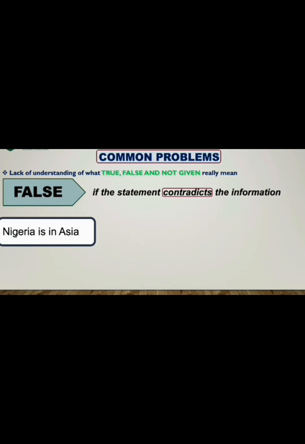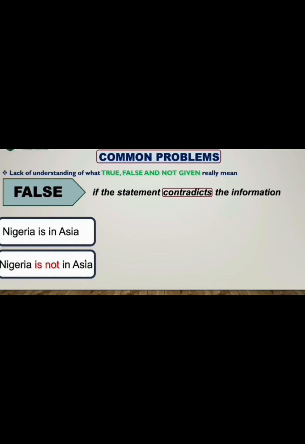So this statement here says Nigeria is in Asia. Now we all know that Nigeria is not in Asia, but you have to forget about this when you are dealing with true false not given questions. So you need to base your answer directly from the information given in the text, not what you know. So let's assume a statement says Nigeria is in Asia. Now what will be the incorrect form of this statement so we can get a false? If Nigeria is not in Asia, then it is a false.